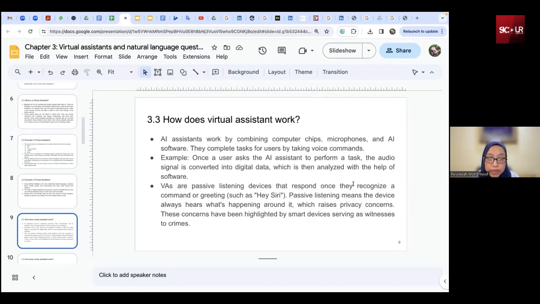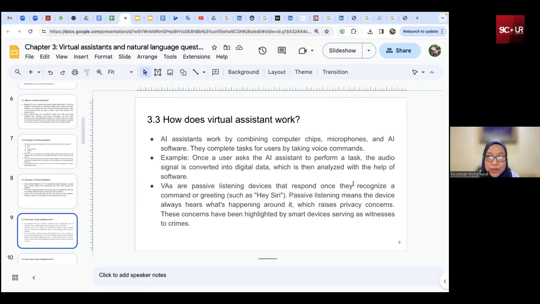So VAs are passive listening devices that respond once they recognize a command or greeting, for example, hi Siri. Passive listening means that the device is always hearing what is happening around it, which raises privacy concerns.